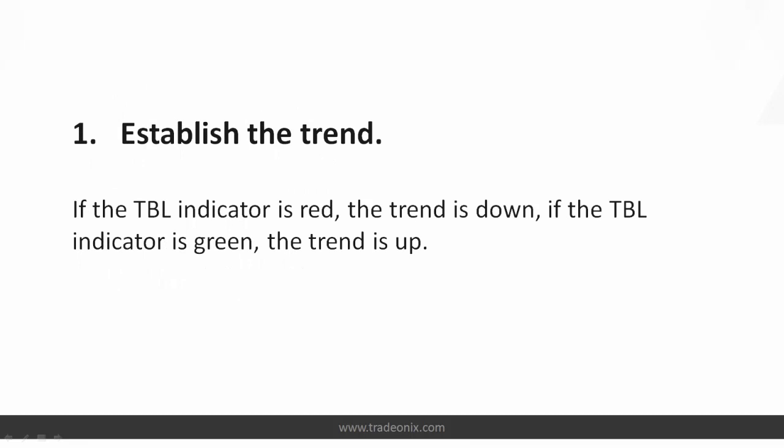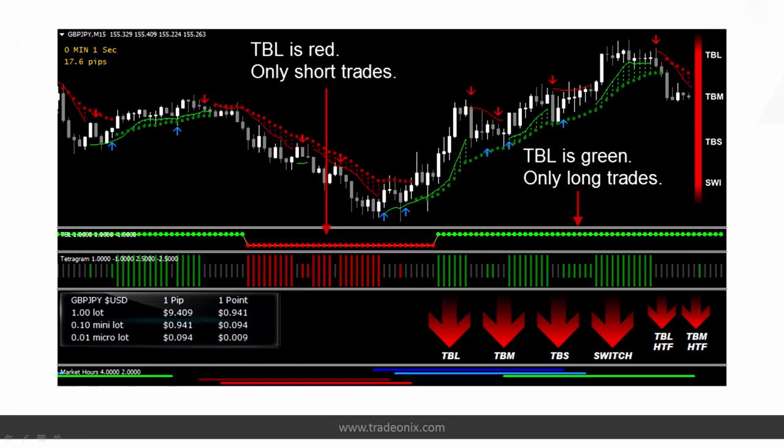Number 1, establish the trend. If the TBL indicator is red, the trend is down. If the TBL indicator is green, the trend is up. On the image, you can see where the TBL indicator is red or green. When the TBL turns red, we are looking for short trades. When the TBL turns green, we are looking for long trades.